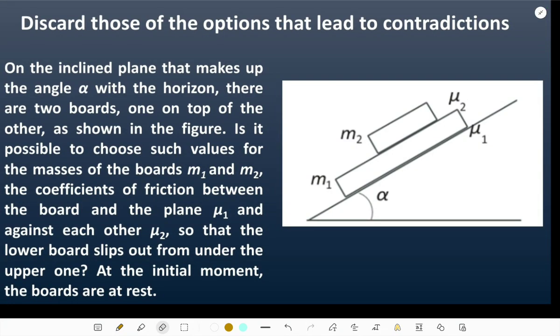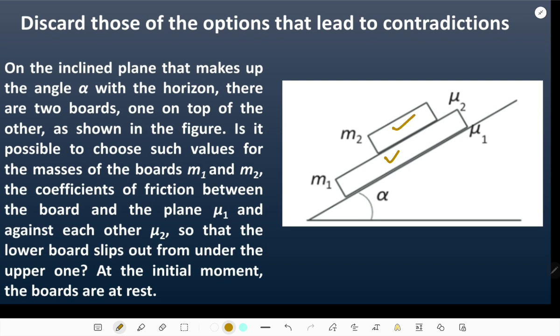इसके बाद एक और क्वेश्चन भी है जिसका हेडिंग मैंने दिया है: Discard those of the options that lead to contradictions. और इस क्वेश्चन में है क्या पहले देख लेते हैं, फिर आगे की बात उसके बाद करेंगे। The statement of the problem is: on the inclined plane that makes up an angle alpha with the horizontal, there are two boards, one on top of the other. ये दोनों boards हैं.